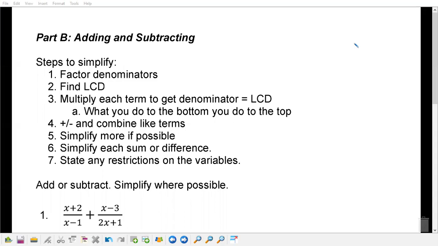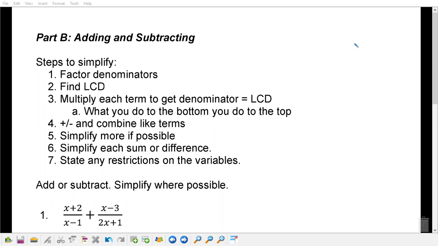All right, part B, adding and subtracting rational expressions. Yay! All right, steps to simplify. So 1, we're going to factor the denominators. 2, we're going to find the LCD. 3, we're going to multiply each term to get the denominator equal to the LCD.